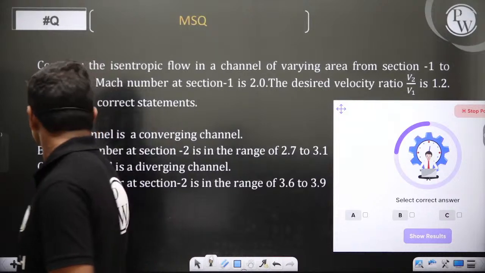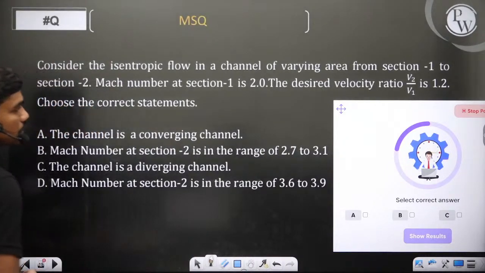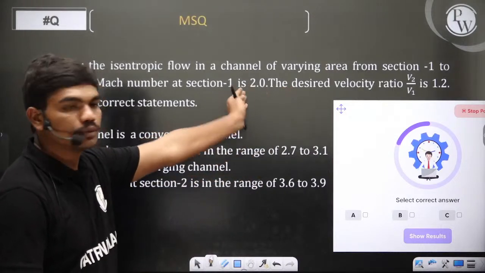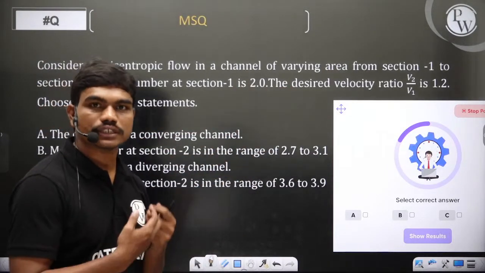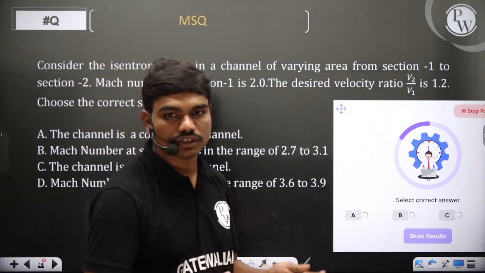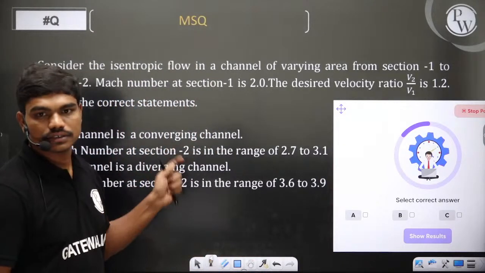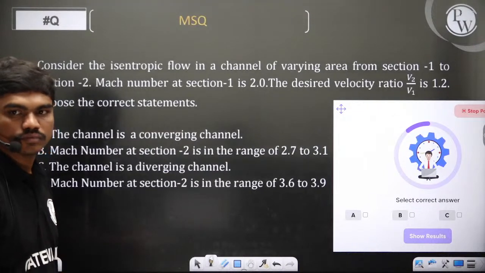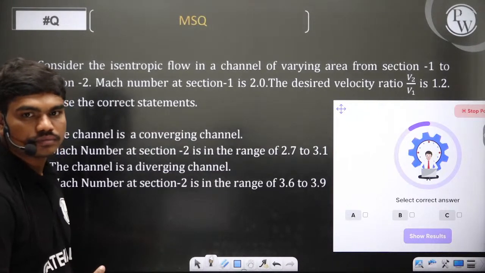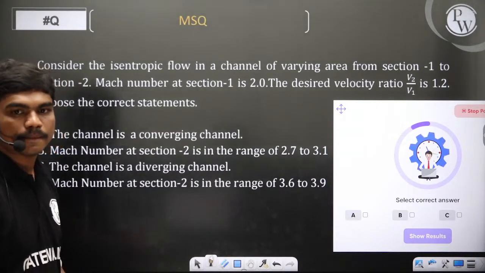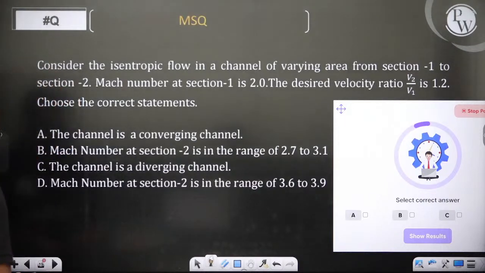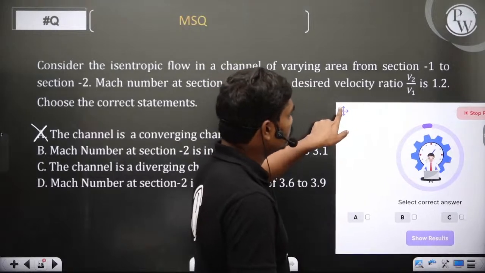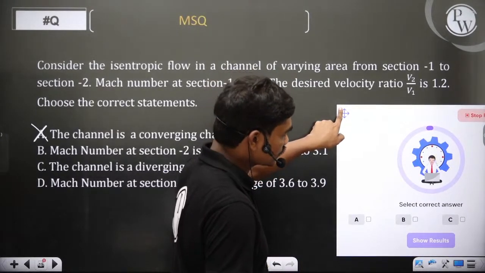A and B: converging and 2.7 to 3.1. Is it? I don't think it's converging, right? Because velocity is increasing in supersonic. So in supersonic, if velocity has to increase, then definitely it's a diverging nozzle, no? But this is converging. BC, yeah, I think it could be BC. So let's see. This is definitely wrong. The reason for this is C. So let the poll end. Will work out.